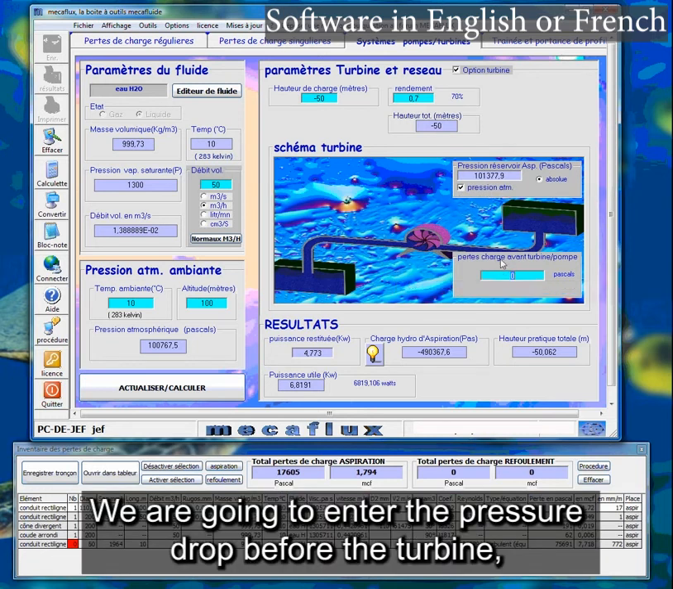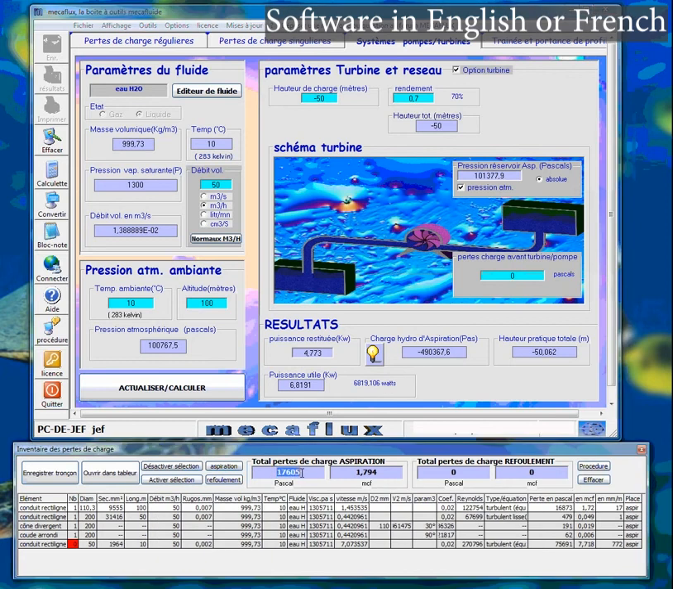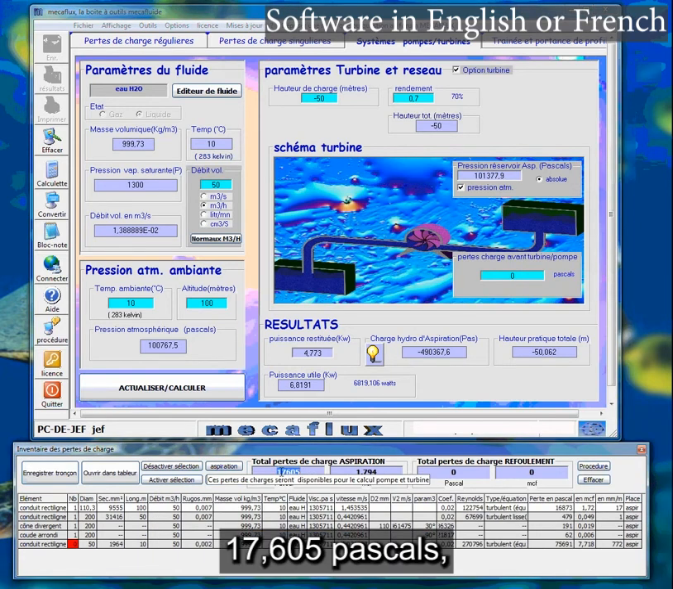We are going to enter the pressure drop before the turbine. We are going to enter the value manually. 17,605 pascals.